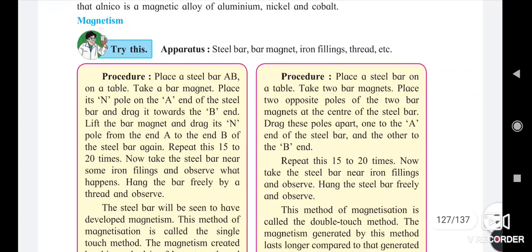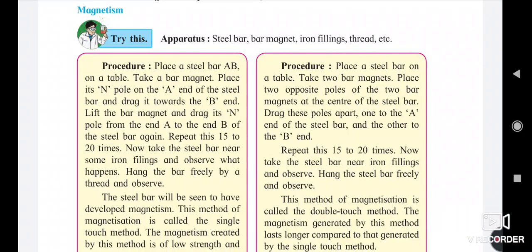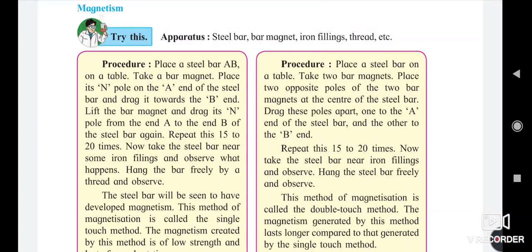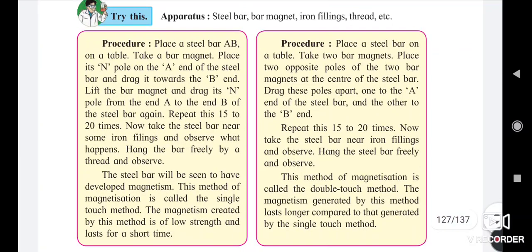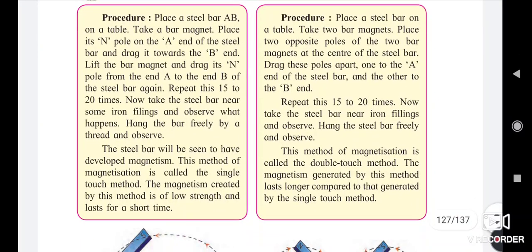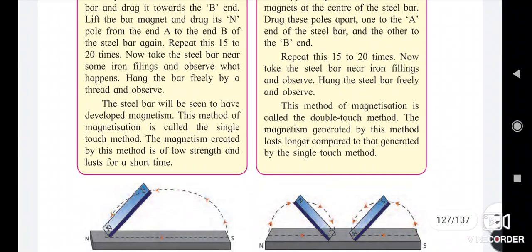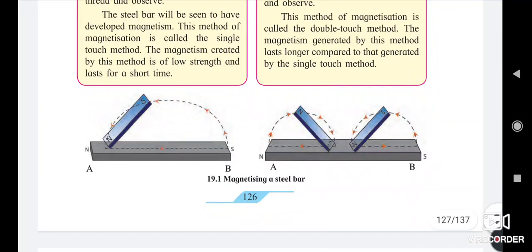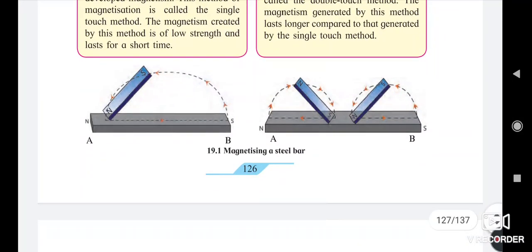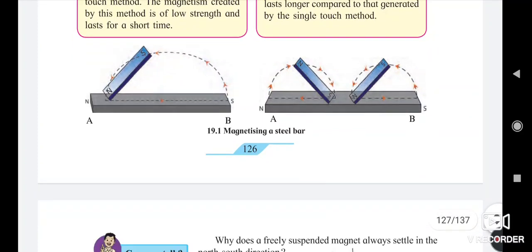The second process is that we take a steel bar and place it on a table, and now we take two bar magnets with opposite poles and drag them on the steel bar in opposite directions. We drag one magnet to the A end and the other to the B end, and we repeat this process 15 to 20 times. Now we can observe that the steel bar also gets magnetized. This method is called the double touch method.